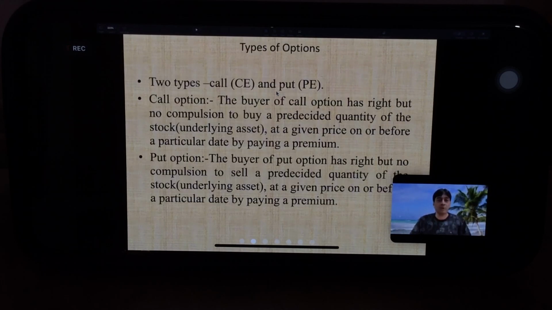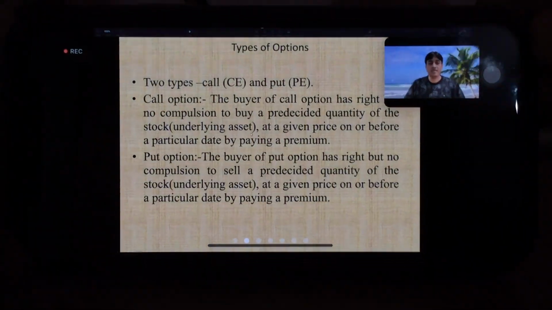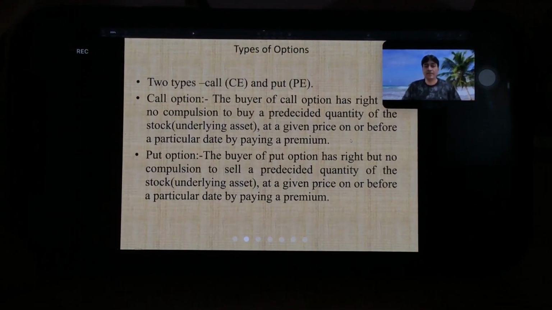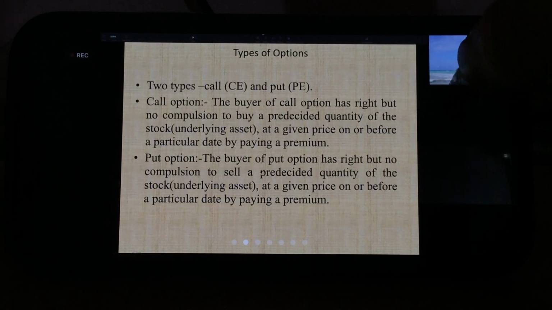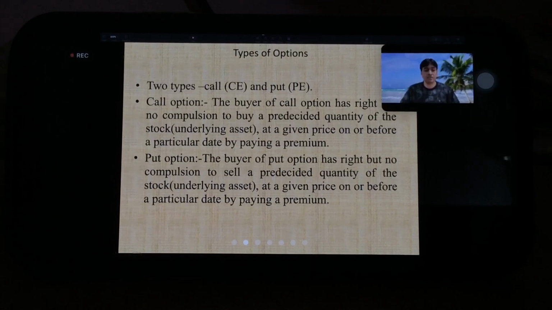So there are two types of options, that is CE called as call and PE called as put option. So what is call option? The buyer of call option has right but no compulsion to buy a pre-decided quantity of stock, that is underlying asset, at a given price on or before a particular date by paying a premium. And put option, the buyer of put option has right but no compulsion to sell a pre-decided quantity of the stock, underlying asset, at a given price on or before a particular date by paying a premium.